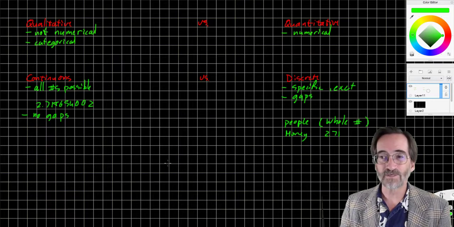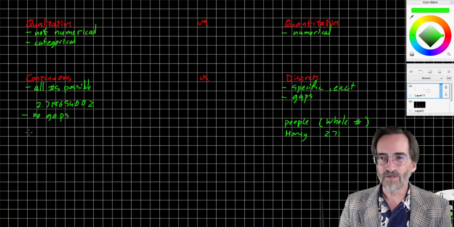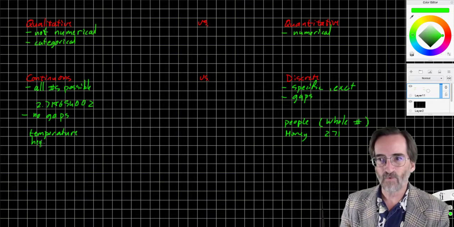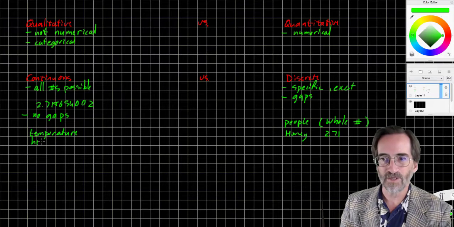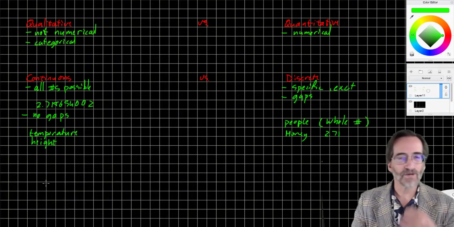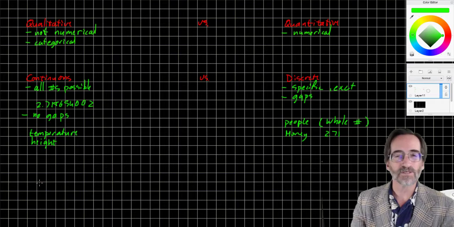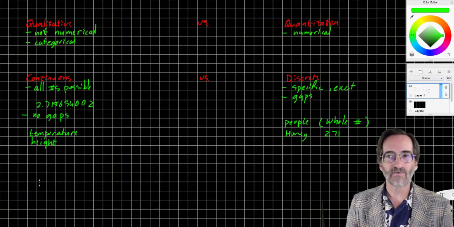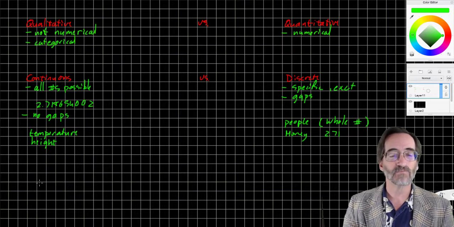So money is discrete. Things that are continuous are things like temperature. A temperature of any number is possible. Height. You can have 2.718654002 inches. Length, et cetera. Those are examples of continuous. Now, they're theoretically continuous. That doesn't mean we may have a device that can measure things that precisely.